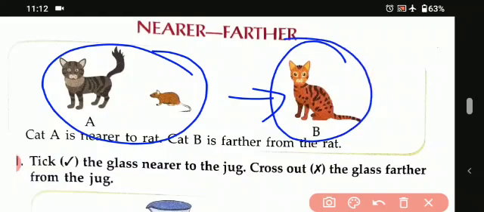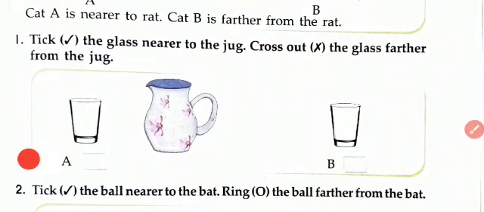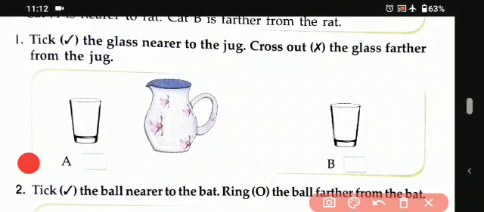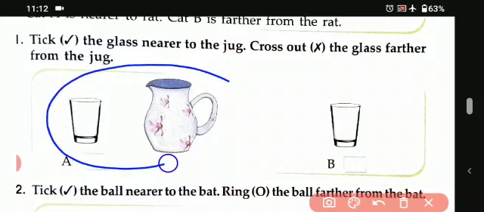Okay students, like we will also understand this by doing this exercise: tick the glass nearer to the jug, cross out the glass further from the jug. So here we can see this is nearer to the jug, so we will take this. Okay students, and this is further from the jug, so we will cross it out like this.